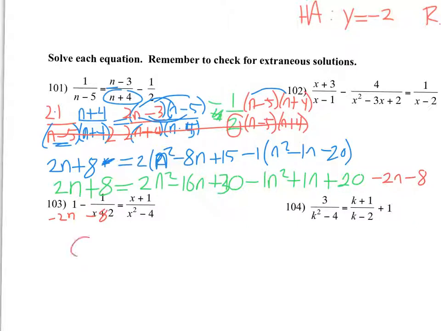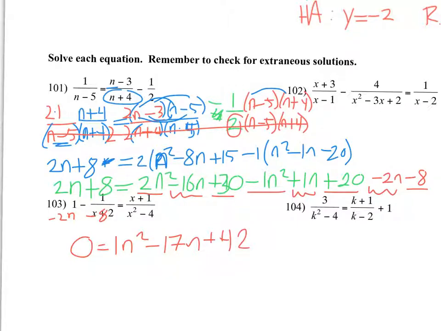So we get 0 equals, because it looks like we're going to have to factor, 2n squared minus 1n squared is 1n squared. Then we're going to have minus 16n, that's minus 15n, and minus 17n. Then we're going to have plus 30, that's 50, and minus 8 is plus 42. Okay, 42 is going to be 14 times 3. Which thankfully the negatives add up to 17. So we get 0 equals n minus 3 and n minus 14.